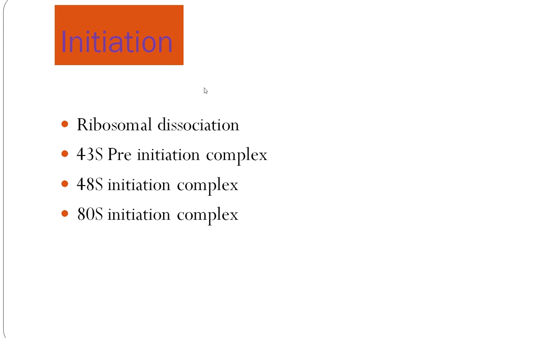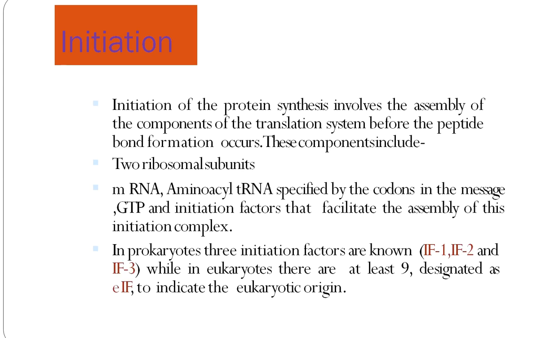Now, the second step is initiation. Initiation has four sub-steps. First, ribosomal dissociation. Second, 43S pre-initiation complex formation. Third, 48S initiation complex formation, and fourth, 80S initiation complex formation. So, what happens in initiation? Before protein synthesis starts, initiation is one of the steps. It involves the assembly of the components of the translation system before peptide bond formation occurs.